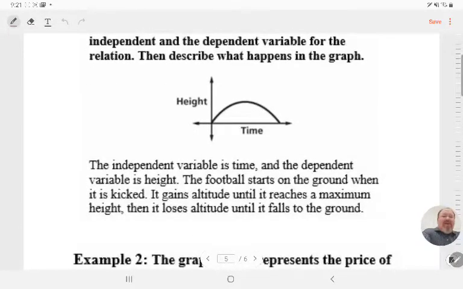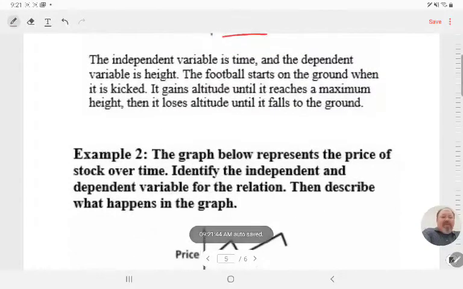So I look at this graph, it has height and time. As time goes, it gets higher, and then of course it has to come back to the ground, so it goes down. So the independent variable is your time, okay? And the dependent variable would be the height, okay? So the football starts on the ground when it's kicked, it gains altitude until it reaches maximum height, then it loses altitude until it falls to the ground. And that's how you would answer that problem, okay? So you're just describing the graph.